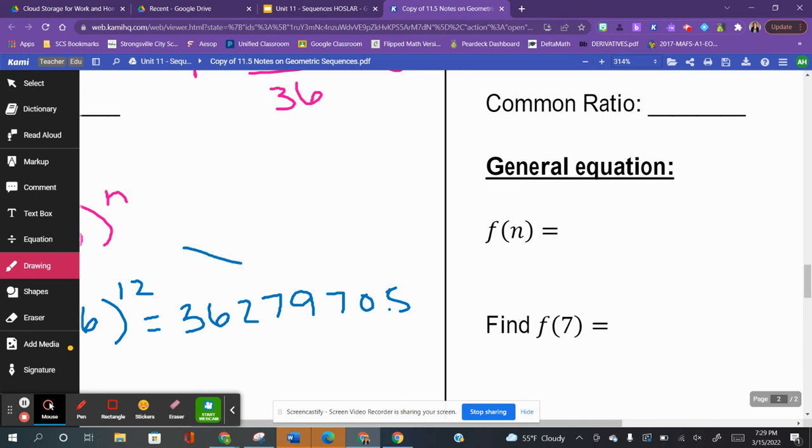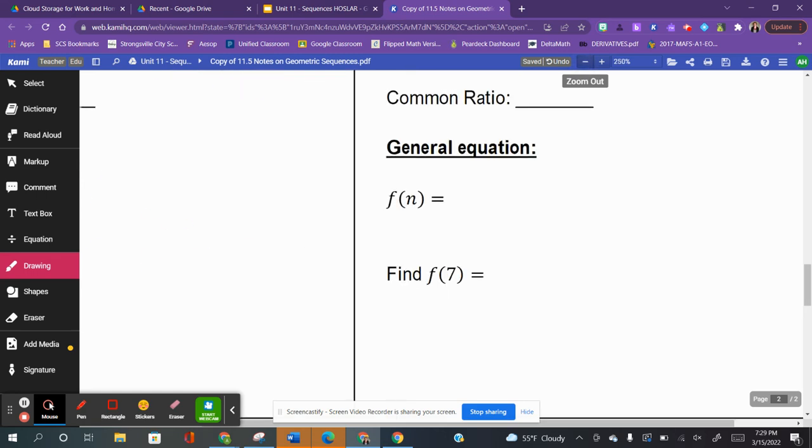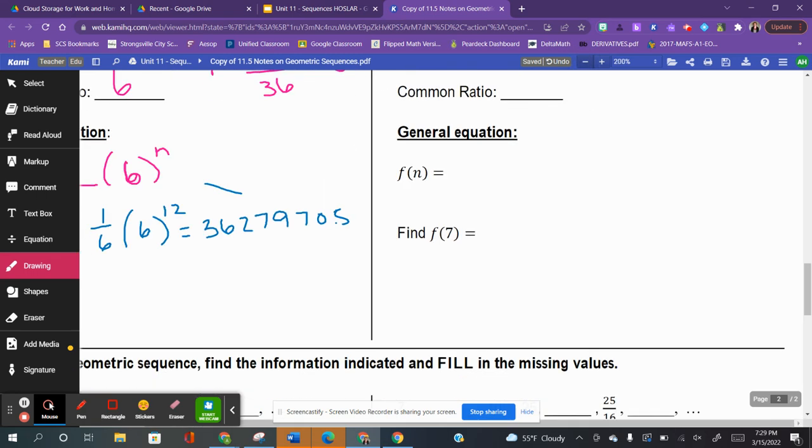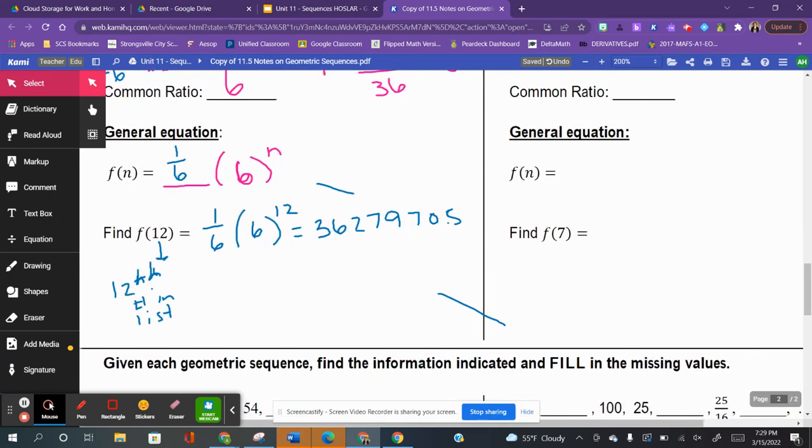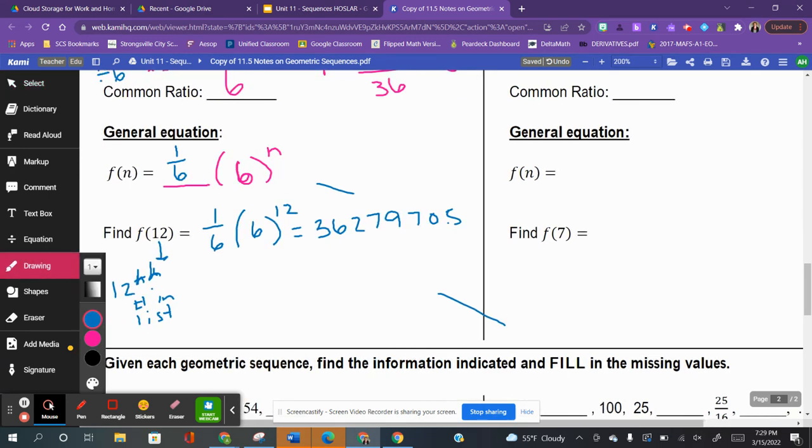Let's see if I can unzoom. There we go. And if I were to put parentheses in there, I would have the number 362,797,056. Okay.